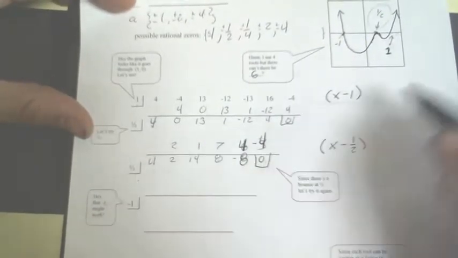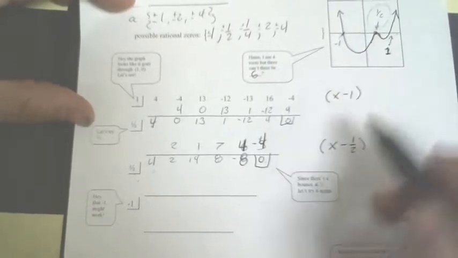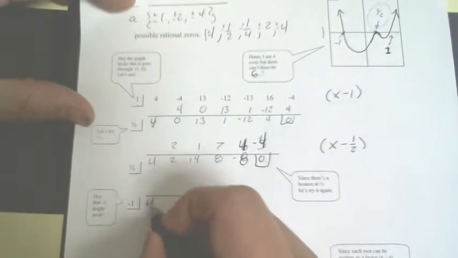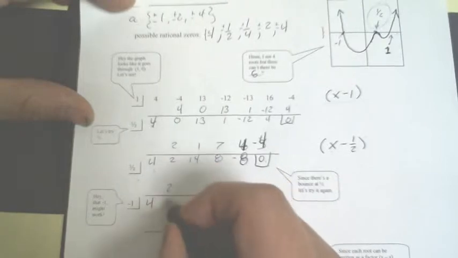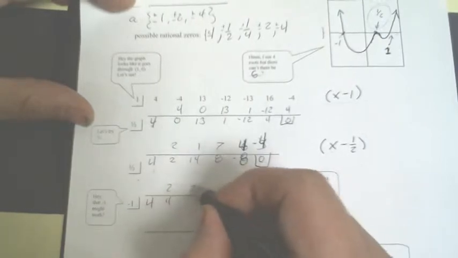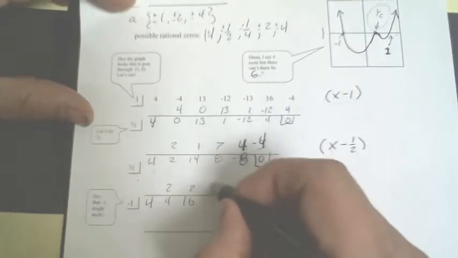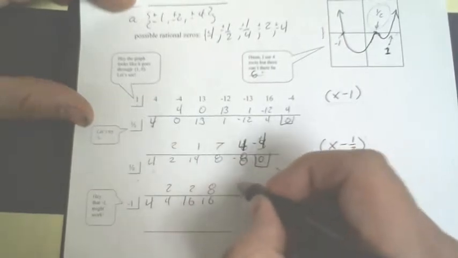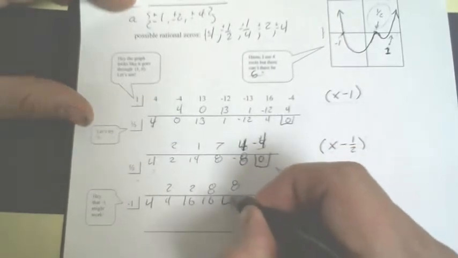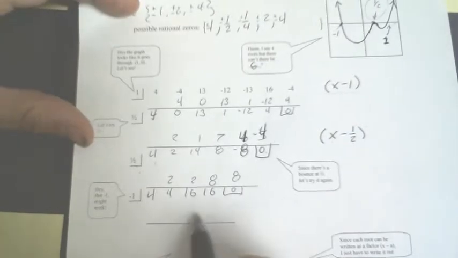So if we try that 1/2 again, because it looks like it bounces, we're going to, again, get the 4. Half of 4 is 2. 4, half of 4 is 2. 16. Half of 16 is 8. 16. Half of 16 is 8. 0. Hey, I got it right that time. So it does work twice.